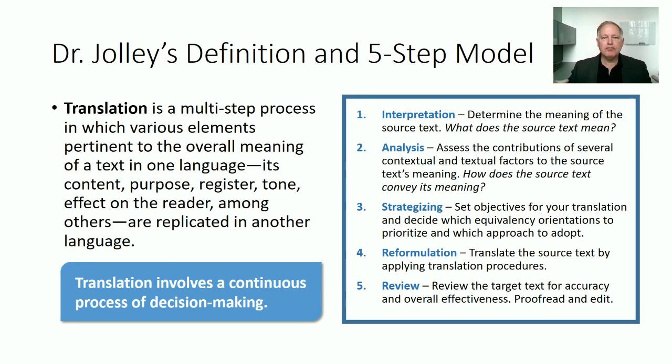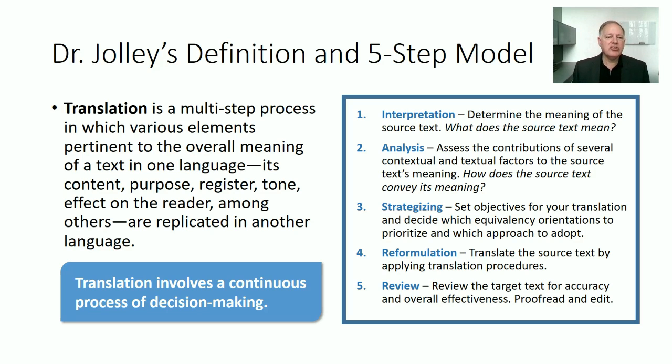All right, so kind of putting all those things together, I've come up with my own definition, right, based on several that I've read. And so this is the one I want you to remember. My definition and model of translation is what this course is kind of based upon. So I would say that translation is a multi-step process in which various elements pertinent to the overall meaning of a text in one language, its content, its purpose, the language register, how formal is it, tone, effect on the reader, among others, cultural issues, are replicated as closely as possible in another language. So that's what translation is.